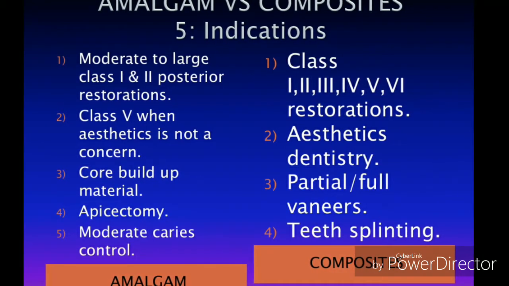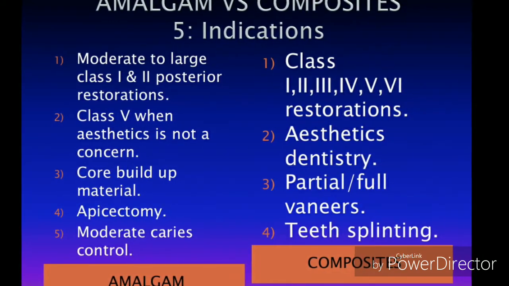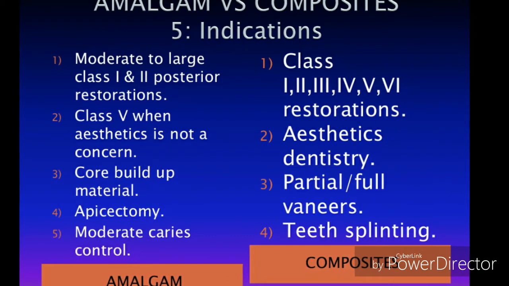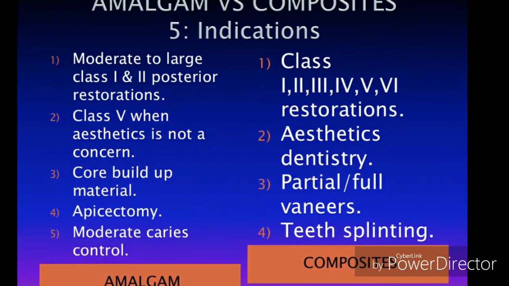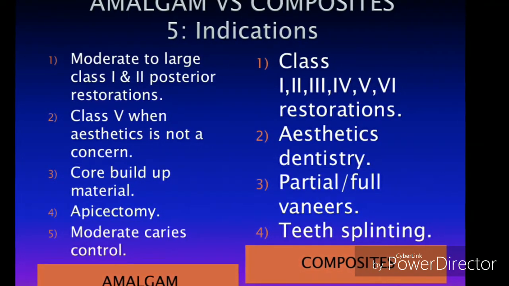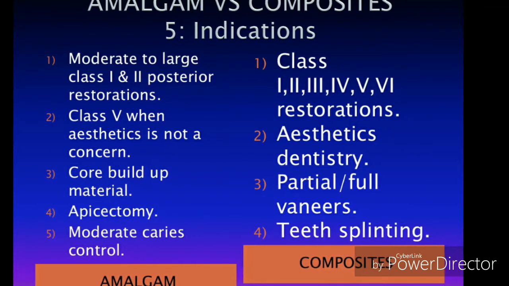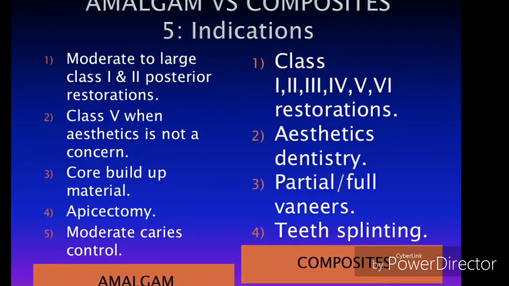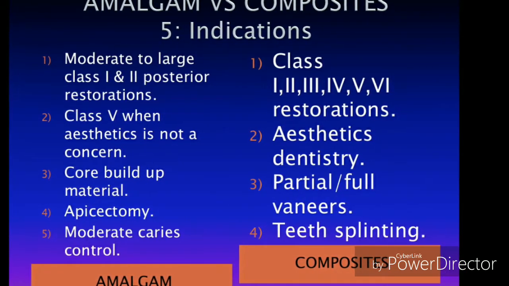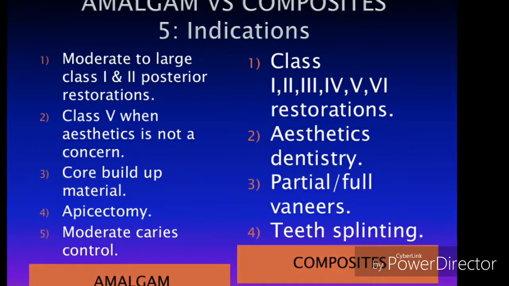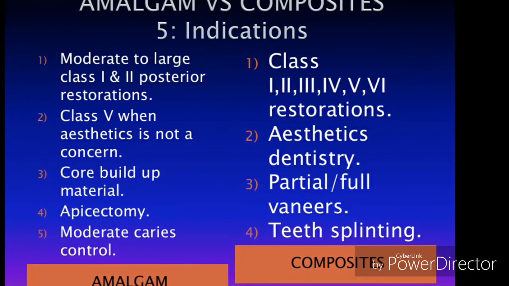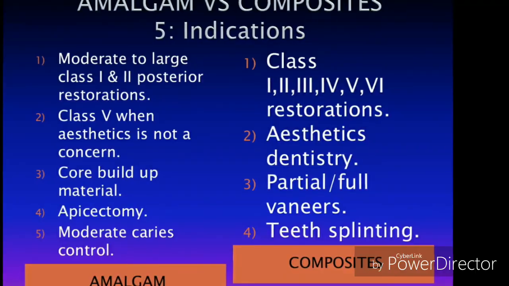Now talking about the indications of dental composites, they are indicated in all the six classes of GV Black's classification. It is the material of choice in case of aesthetic dentistry, where partial and full veneers are needed. In cases of severely mobile teeth, dental composite is also used as a splinting material to splint the teeth.